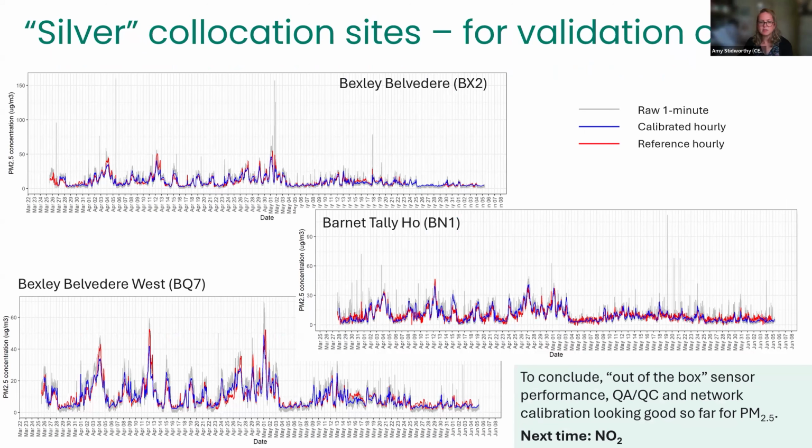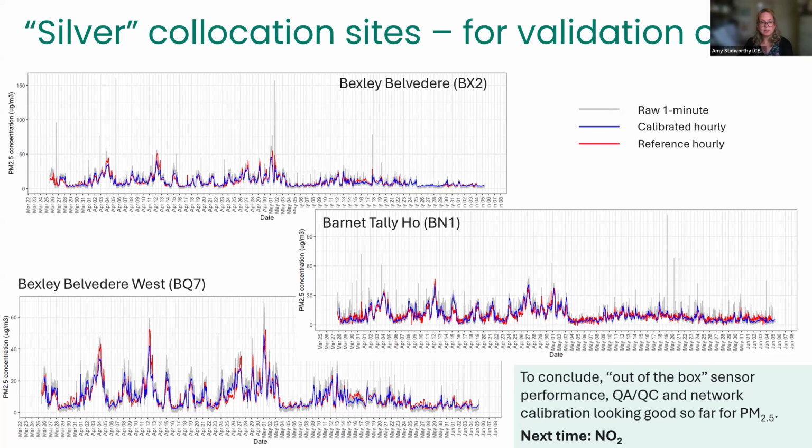So this is my final slide and just has a similar comparison at 3 of our silver sites. These are sensors which are collocated with reference monitors purely for validation of the network calibration. And they sort of act as backup gold sensors if we need them, but they're mostly just for sensor network calibration validation. Again, in all 3 cases, you can see that the calibrated sensor data tracks the reference data closely.